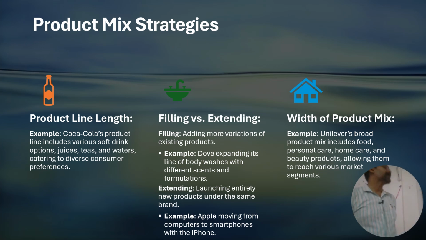So product line. When you talk about filling versus extending, you can add more variations. For example, have you seen Sunsilk shampoo? Recently Sunsilk shampoo is coming in an onion version. Have you noticed that? Onion shampoo. These days, people have discovered that onion has high amounts of phosphorus that is very good for your hair, something like that.